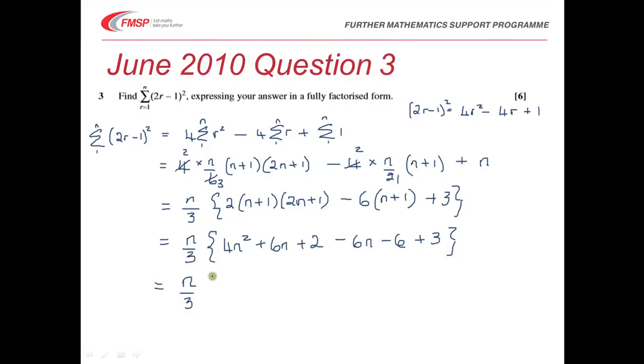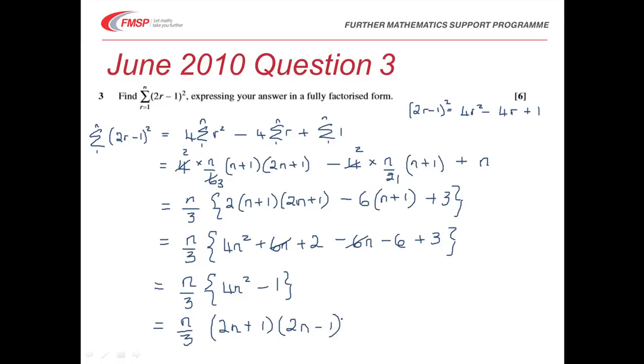So again, just continuing to simplify, we have 4n squared, 6n minus a 6n, so those will cancel out, and we have a 2 and a 3, which is 5, take away 6, which is minus 1. So we now have a quadratic, and hopefully you will recognise that quadratic as being a difference of two squares. So it's 2n all squared minus 1 squared, so we can factorise that as 2n plus 1 upon 2n minus 1. And we have our answer.